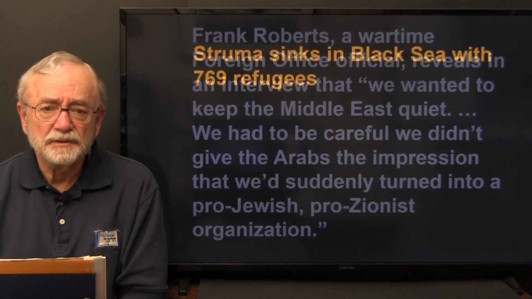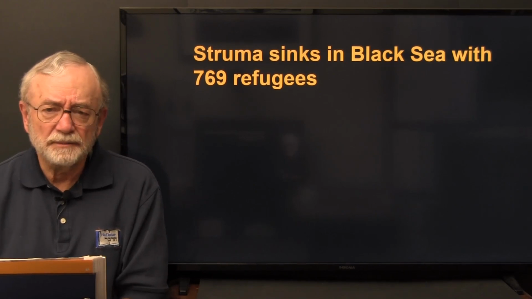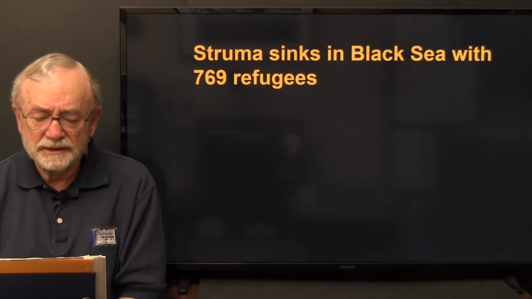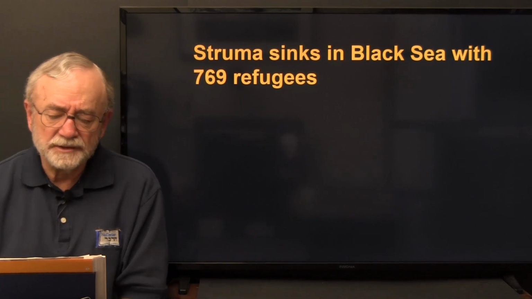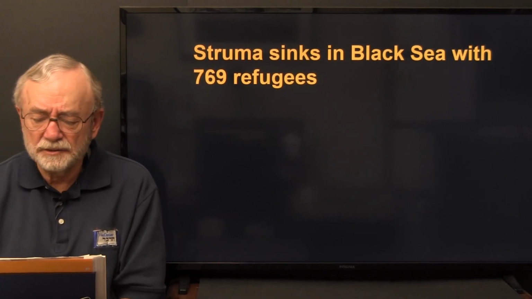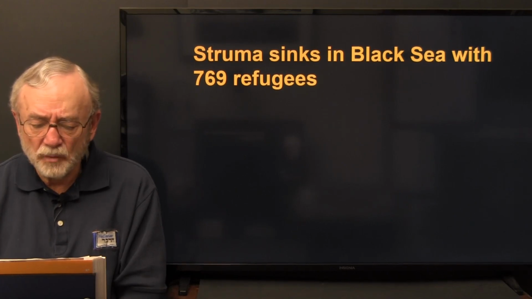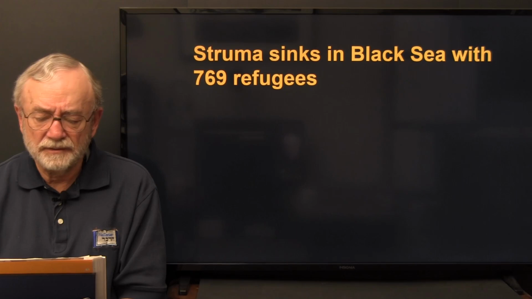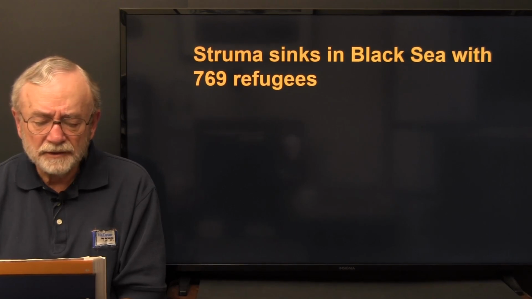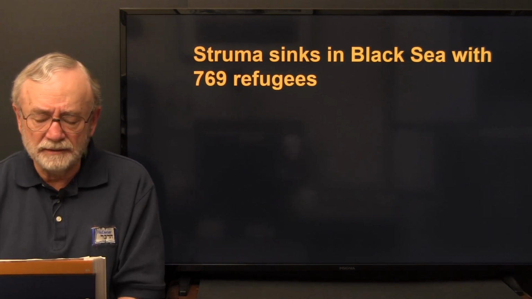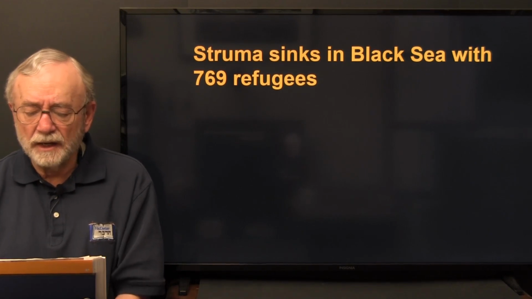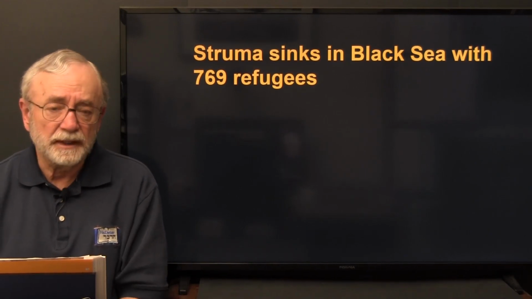All right, now we come to the sinking of the Struma in the Black Sea with 769 refugees. In 1942, an incident occurred which became in the Yishuv the very symbol of Britain's unrelenting wartime policy against the refugees. On December 16, 1941, the SS Struma entered the harbor of Istanbul and dropped anchor.